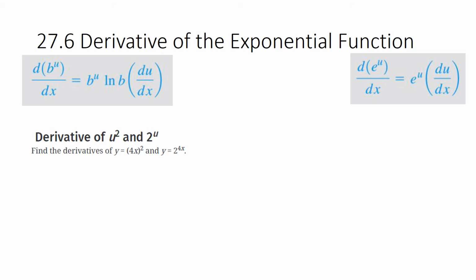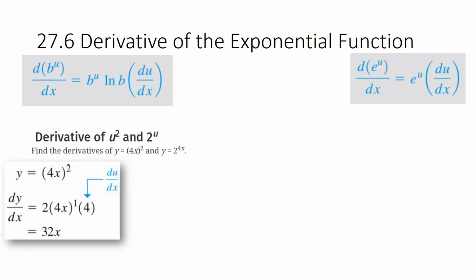Let's take the derivative of the first one. y equals 4x raised to the second power. So we already know how to do that. I have to move the 2 down and then subtract 1 from the exponent and then multiply the whole thing by the derivative of what's inside the parentheses. So I end up with 32x when I take the derivative of 4x squared.